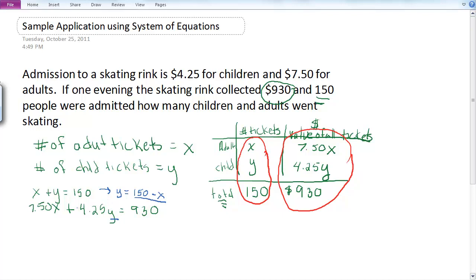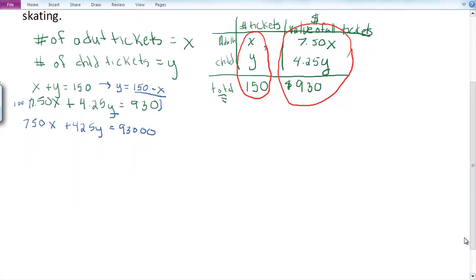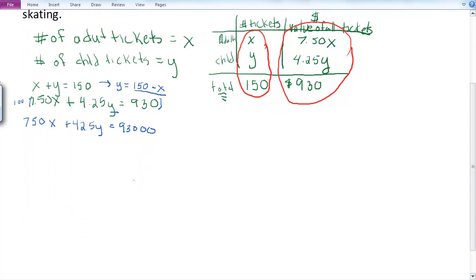Now, if you also want to, and you don't want to deal with the decimals in this second equation, you could multiply every term in the second equation by 100. And what that will do is that it will get rid of my decimals here by moving the decimal point 2 places. So this would become 750x plus 425y. But the key is make sure you multiply the 930 by 100 also. So there's the equation. So what I'm going to do is I'm going to go ahead and solve this equation using substitution. So I'm going to take the second equation. I'm going to go ahead and leave it multiplied by 100.